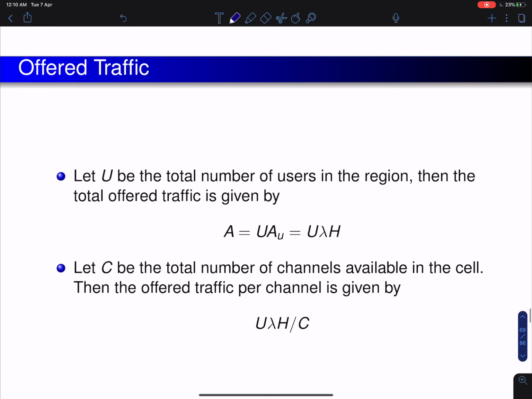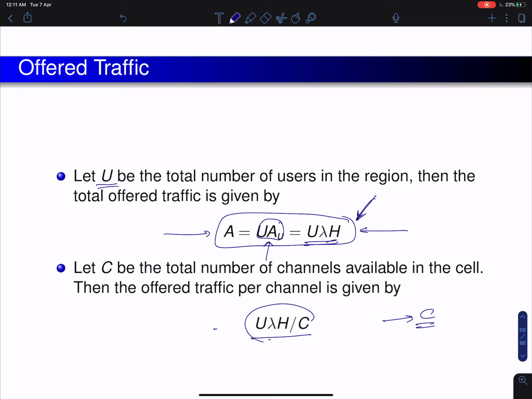If there are U users in a cell, then the total offered traffic by the users is simply U times A_U, or U into lambda into H. Now if I have C channels in the cell, this is the overall offered traffic to the base station. It is the demand the users are placing, the traffic you are supposed to offer. That's why it's called offered traffic. The offered traffic per channel is obtained by dividing by the number of channels.